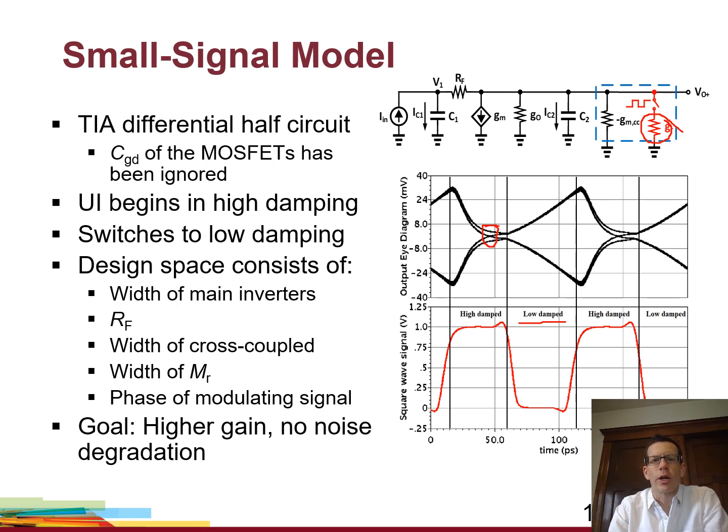The goal of this work is to choose the right parameters. So we have to choose the widths of these transistors, choose the feedback resistance, and choose the width of the modulating resistance, and of course the phase of all these signals. The goal is higher gain and no noise degradation.